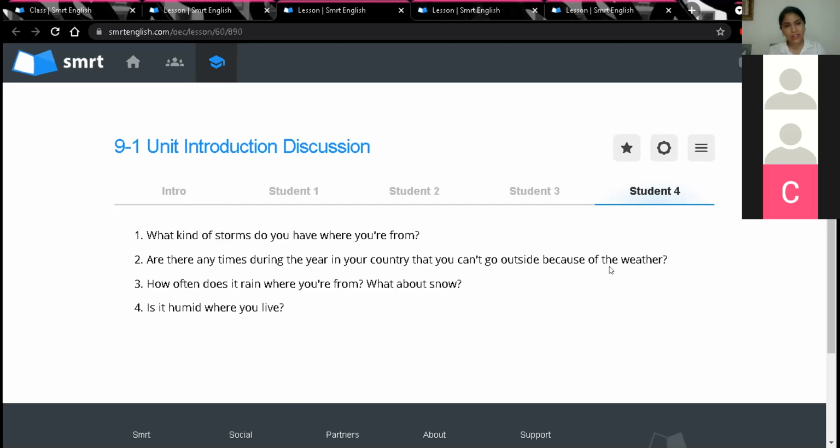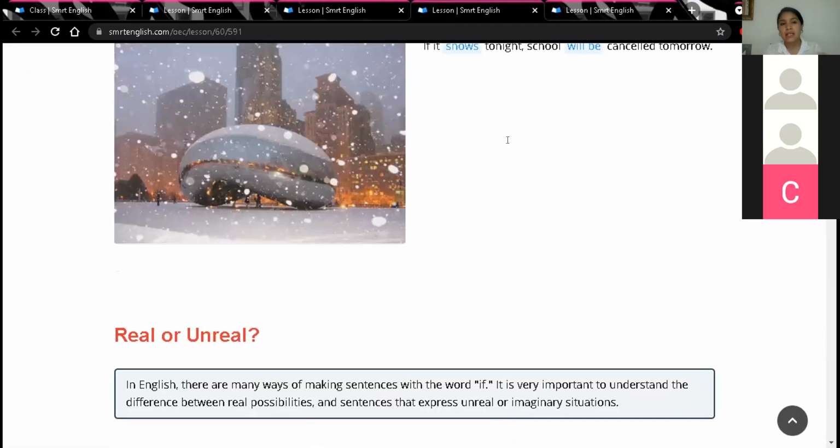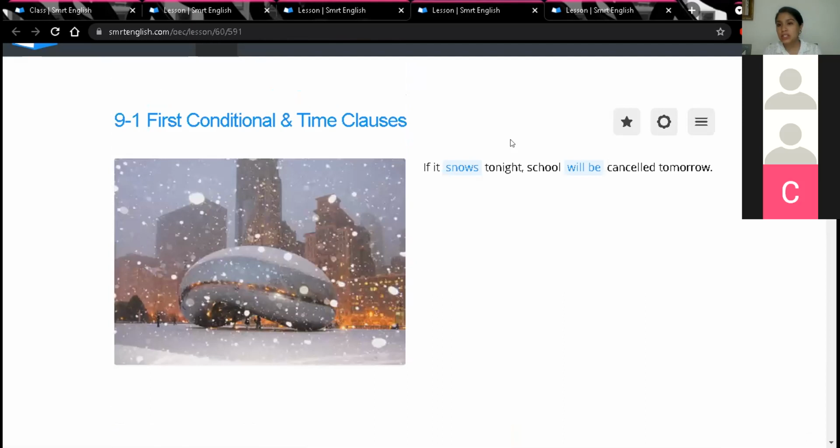That was the unit introduction discussion where we're talking, and we're gonna continue talking, but now let's take a look at the grammar of this first part. Here we have an example, and it says first conditional and time clauses. We're gonna be working with the first conditional. How can we use this in real life, in real context?